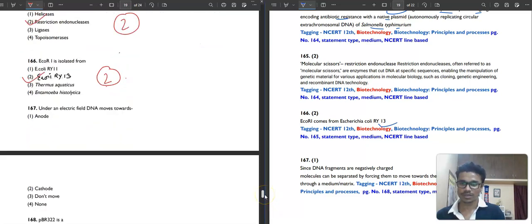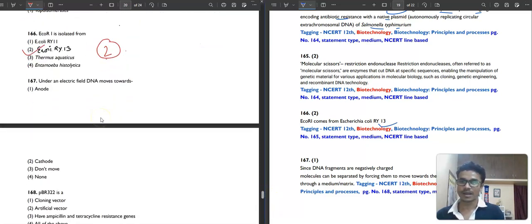Then question number 167. Under an electric field, DNA moves towards anode, cathode or doesn't move. So under an electric field, DNA moves towards what? The first option, anode. The first option is your correct answer.